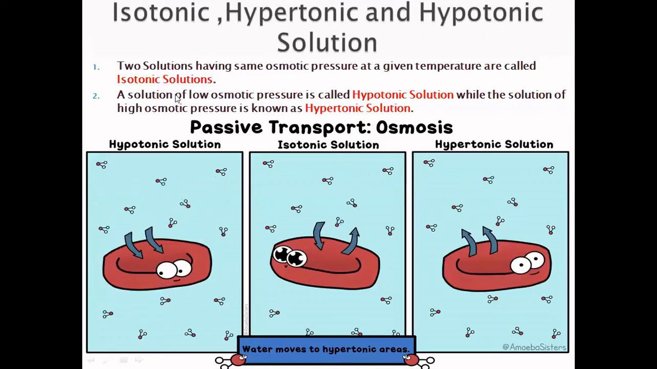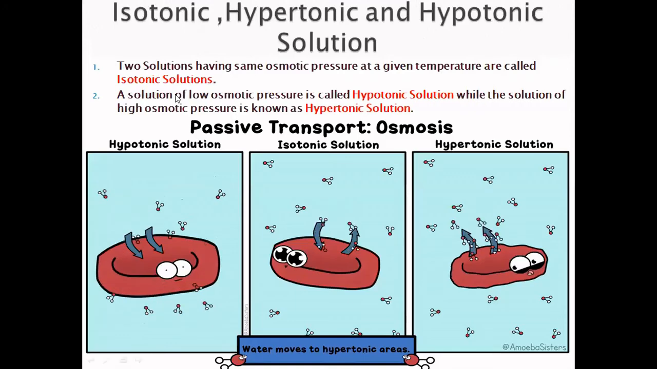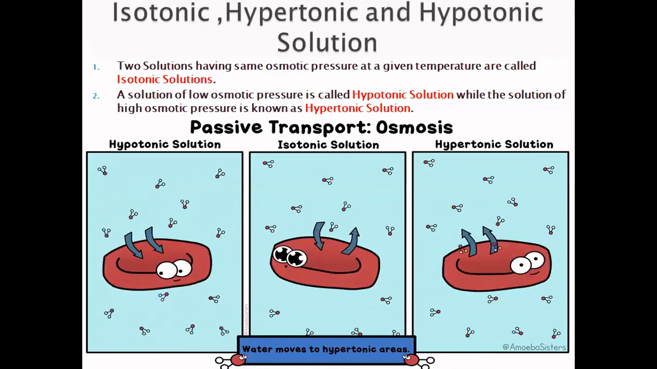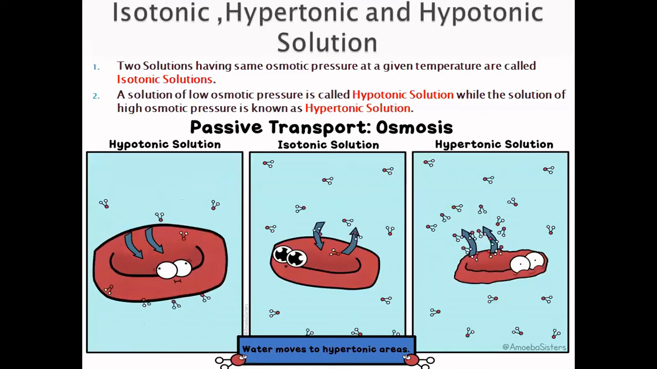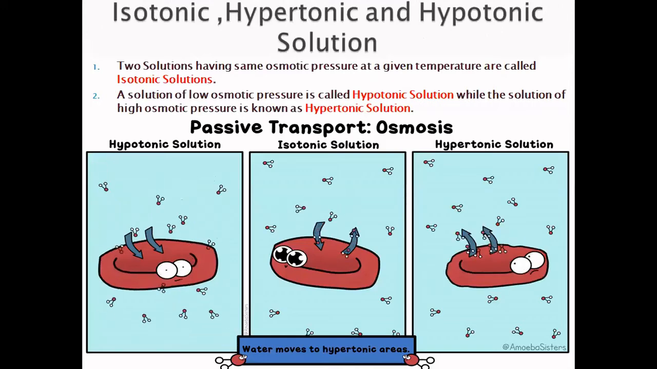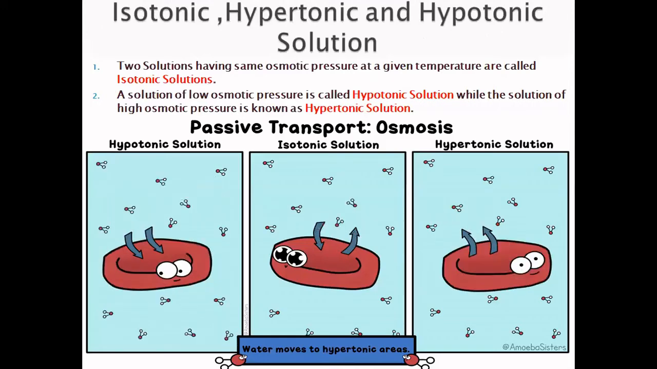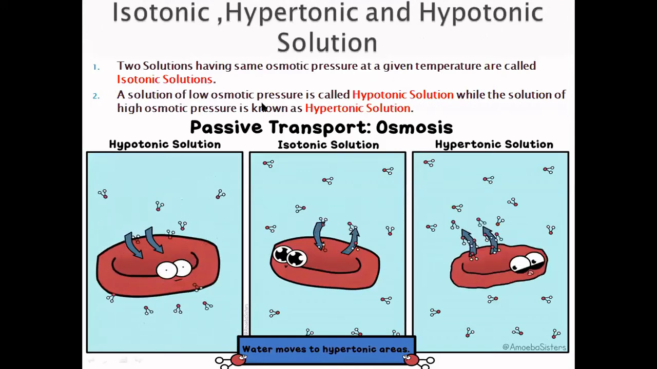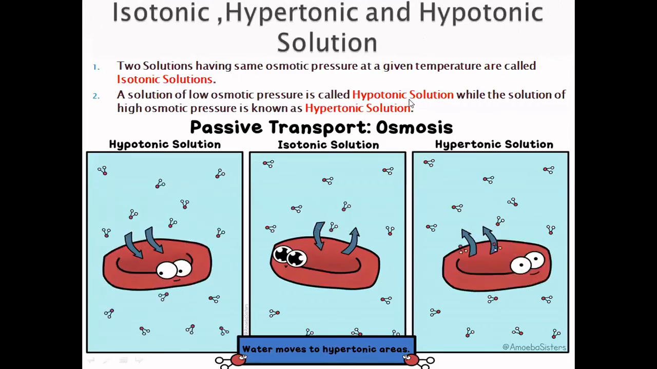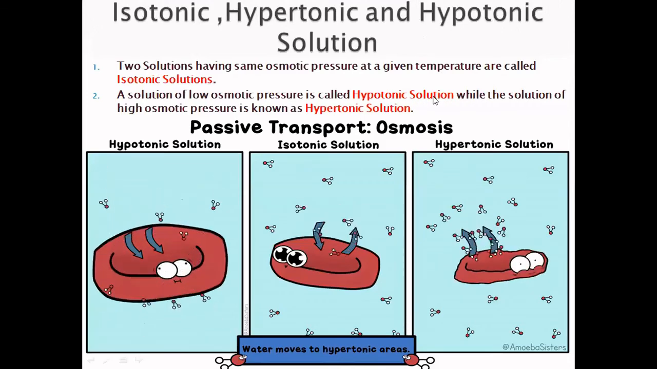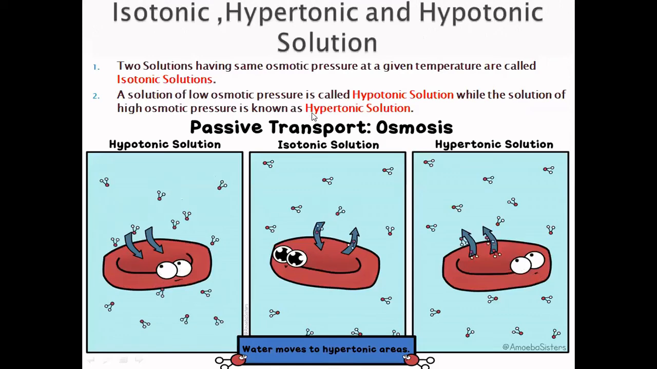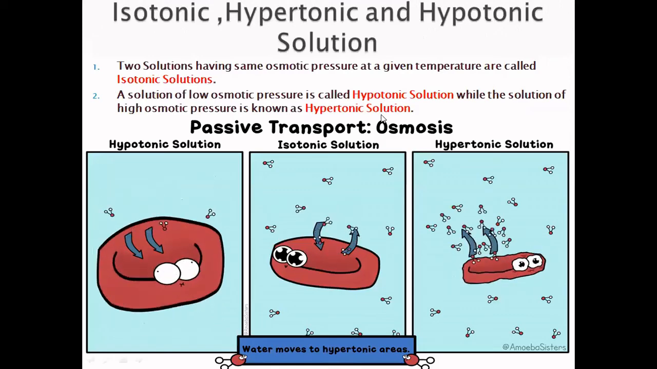But if two solutions are not having the same osmotic pressure, then obviously one will be having higher osmotic pressure, the other will be having lower osmotic pressure. A solution of low osmotic pressure will be called a hypotonic solution, and the one which is having higher osmotic pressure, we call it hypertonic.